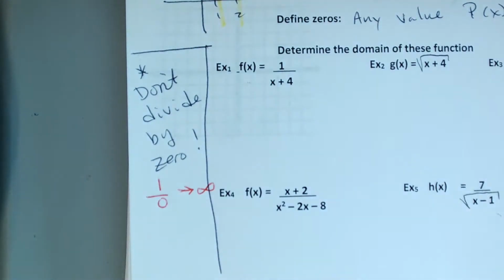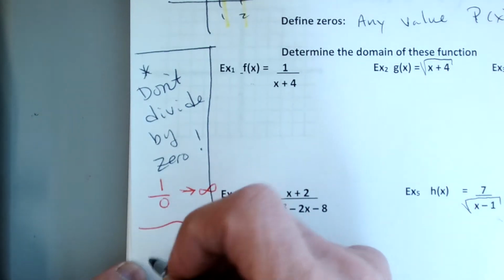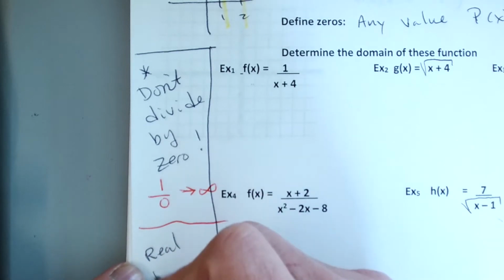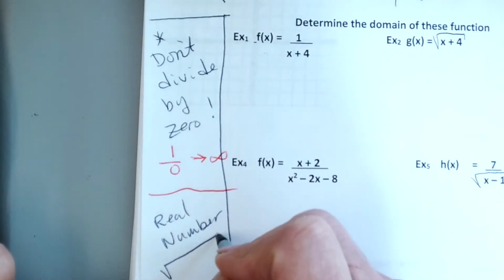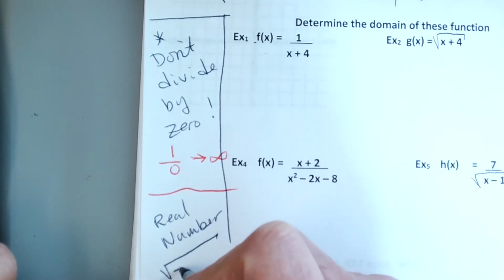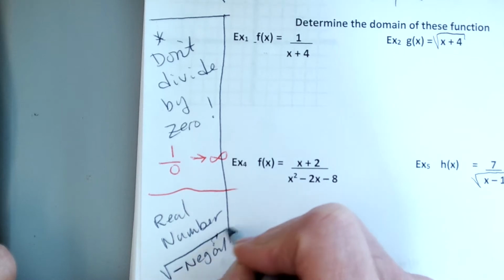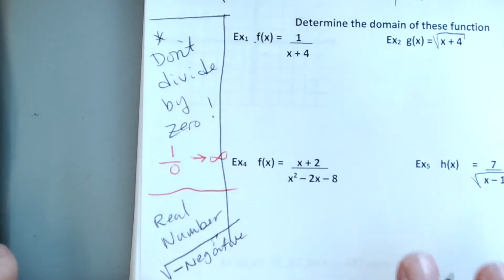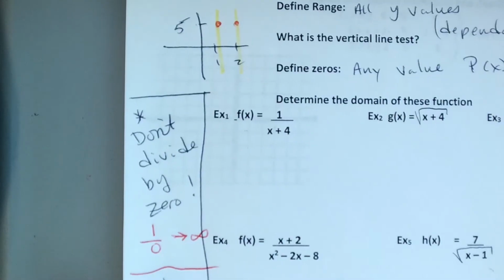Now, the second thing we got to talk about is this, okay? We don't divide by 0, and for real numbers, we don't take the square root of a negative number, okay? For real numbers. We've done that before with imaginary, but imaginary numbers are imaginary, right? They're not real. So when we talk about domain, we're talking about the domain in the set of real numbers.